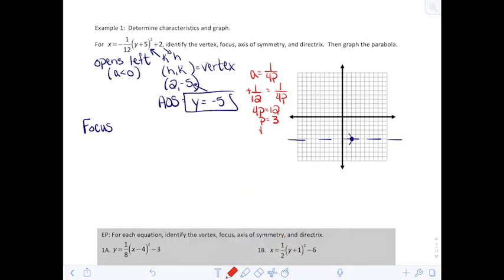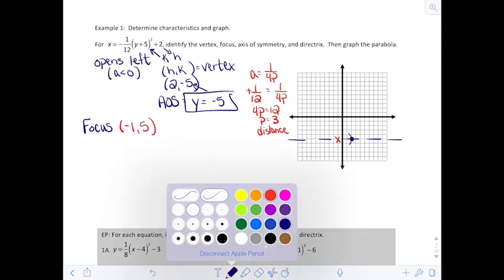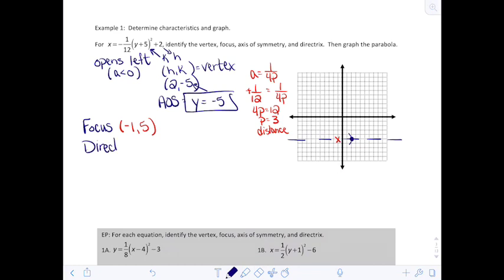So p is a distance from the vertex to each of the focus and the directrix. So I'm going to go from the vertex, and I'm going to go 1, 2, 3 in, mark it with an X. That focus point is now at negative 1, 5. Then my directrix has to be the same distance, so I'm going to go back 3, 1, 2, 3, and here is my directrix, which would run along the outside, and that's x equaling 5 is my directrix.